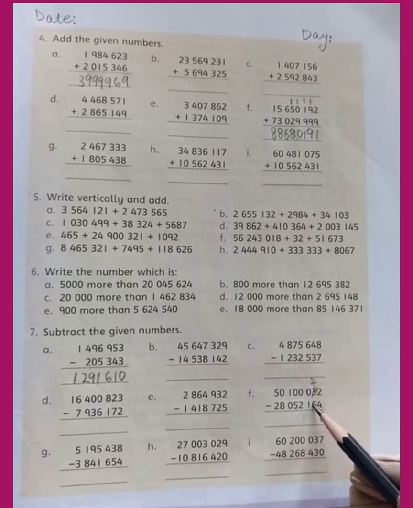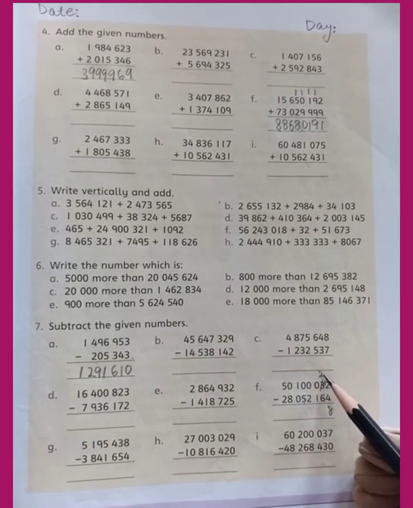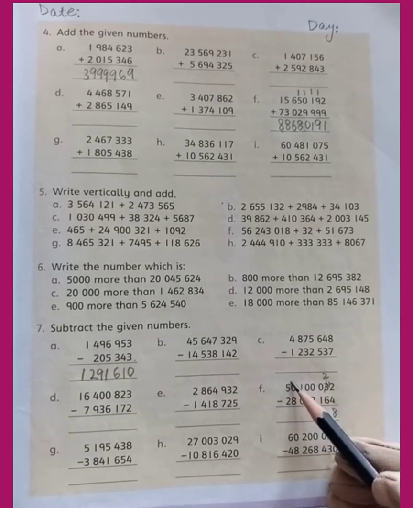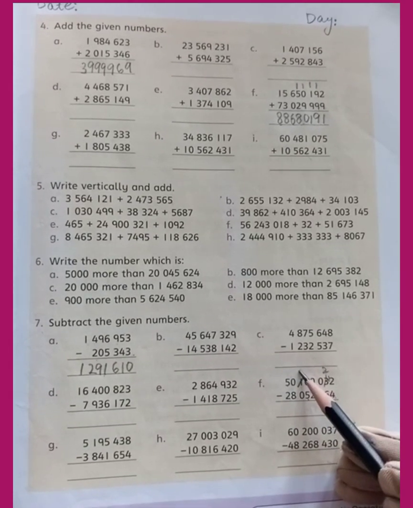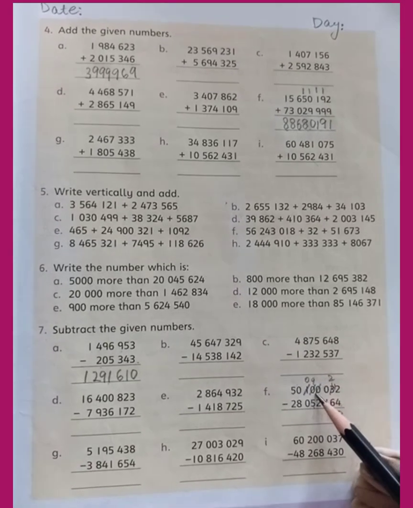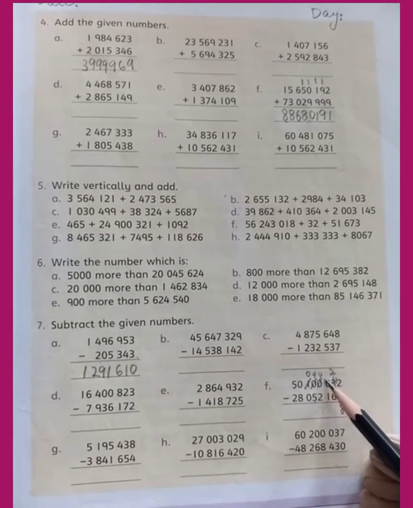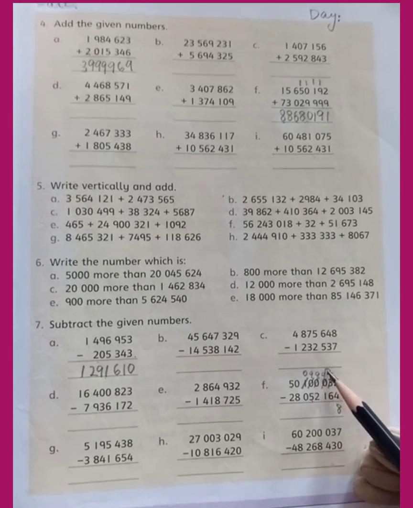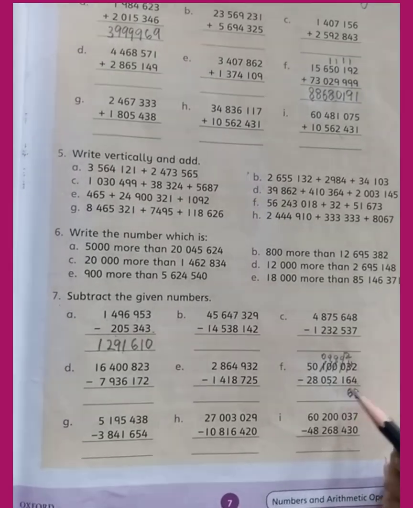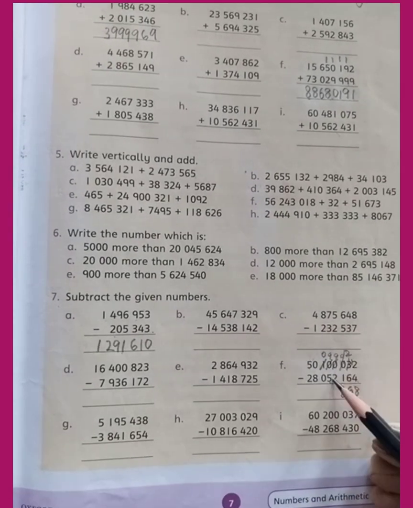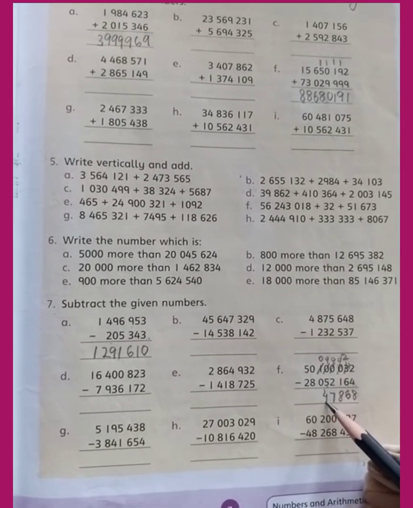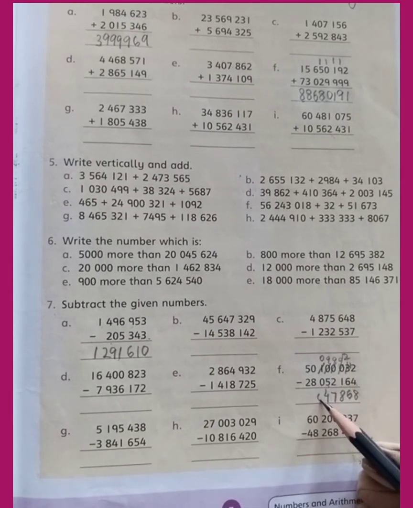2 minus 6, no, we cannot solve this, so we borrow from here. The 1 becomes 0, then 0, 9, 9, 9 and 12. 12 minus 6, 6. 9 minus 1, 8. 9 minus 2, 7. 9 minus 5, 4. 0 minus 0, 0.